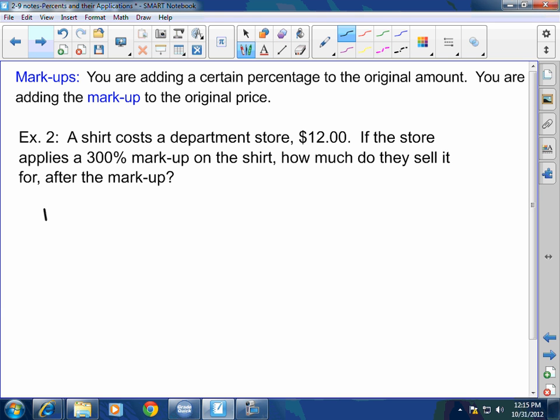First thing you do is take 12 times, how do we write 300% as a decimal? 3.0, just 3. So that's $36. That is the markup. That is what I'm going to add to the original price.